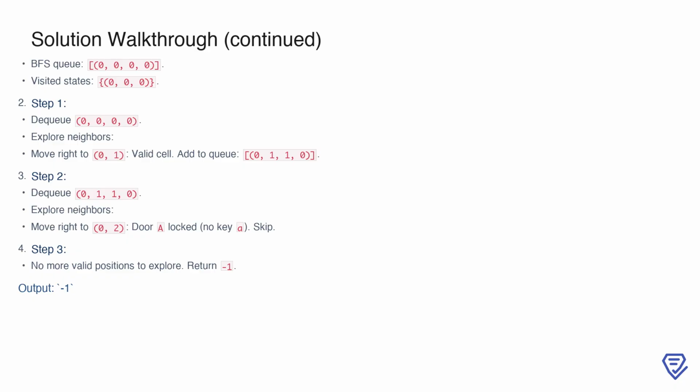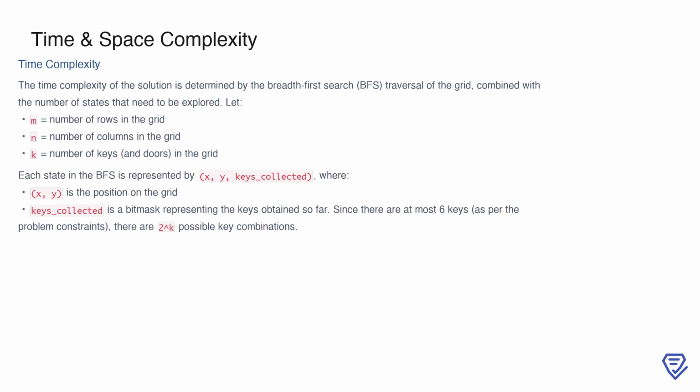However, from (0, 1) moving right to position (0, 2) encounters the door, which is locked since we don't have the key. With no other valid positions left to explore, the algorithm concludes that collecting all keys is impossible and returns -1. This example illustrates how the algorithm handles scenarios where certain keys are inaccessible. The time complexity of our solution is primarily driven by the breadth-first search, or BFS, traversal of the grid.